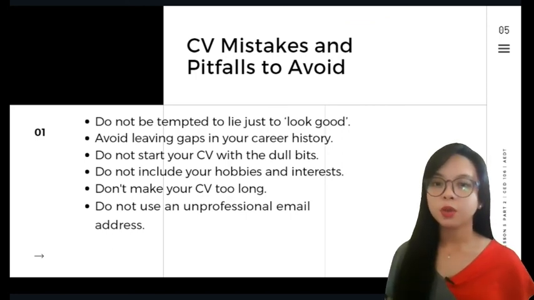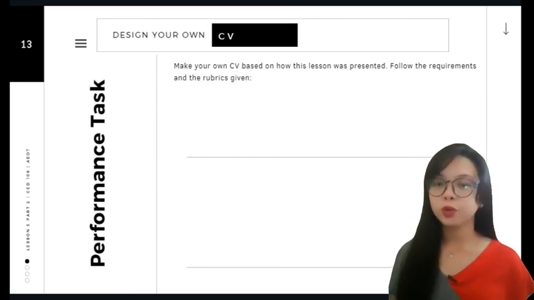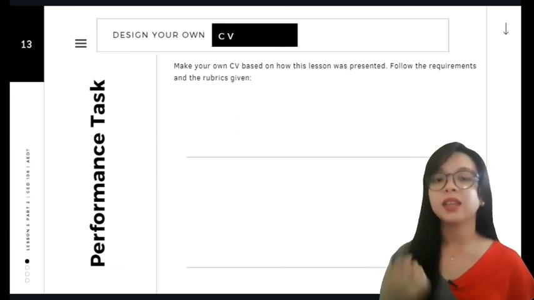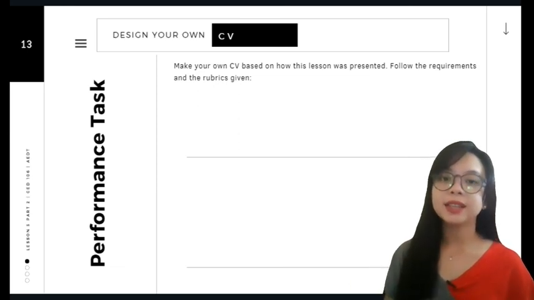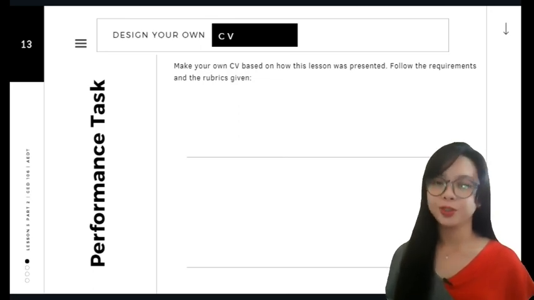So there, we are now done discussing lesson 5. For your performance task, you need to design your own curriculum vitae. And see to it that you have applied or followed the guidelines and avoid the mistakes that we discussed. I'm going to upload the instructions and rubrics in your Google Classroom.